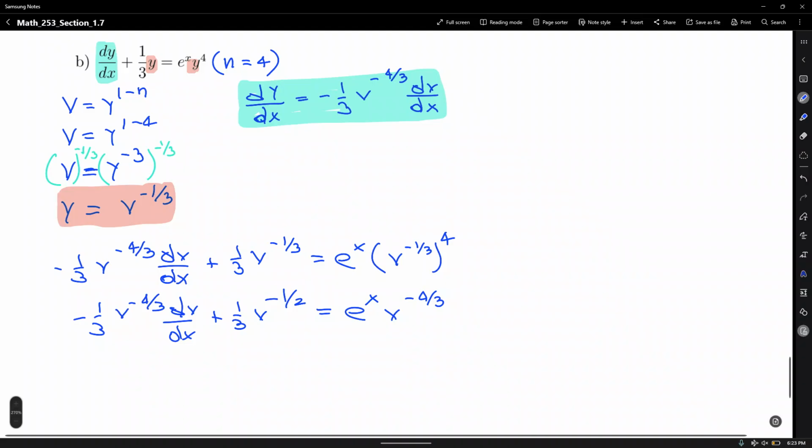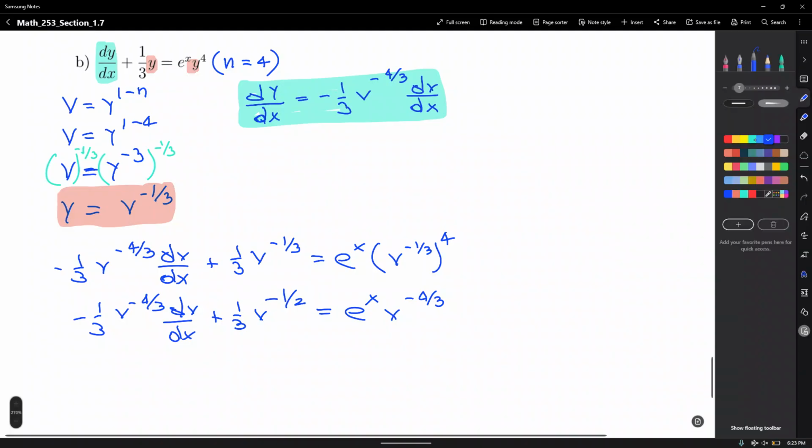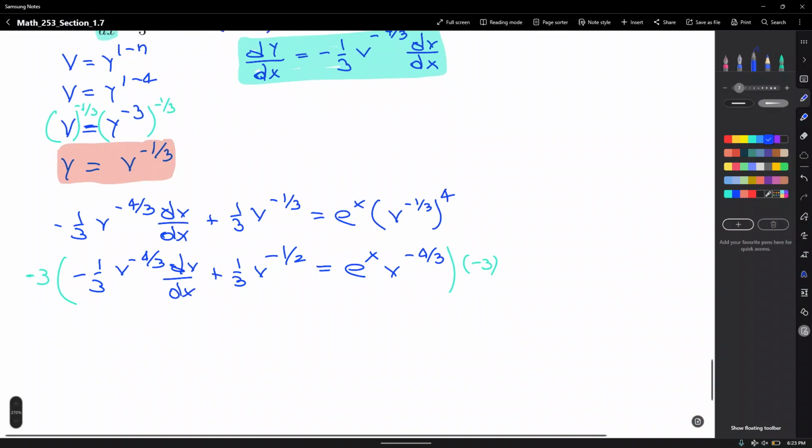Let me do one step at a time instead. First, I'm going to multiply both sides by negative 3. That actually helps with the sign and cancels the 3 in the denominator. That'll be positive v to the negative 4/3 dv/dx plus, actually minus, right? 3 times 1/3, that's another minus v to the negative 1/3. Not 1/2, that's actually 1/3, right?